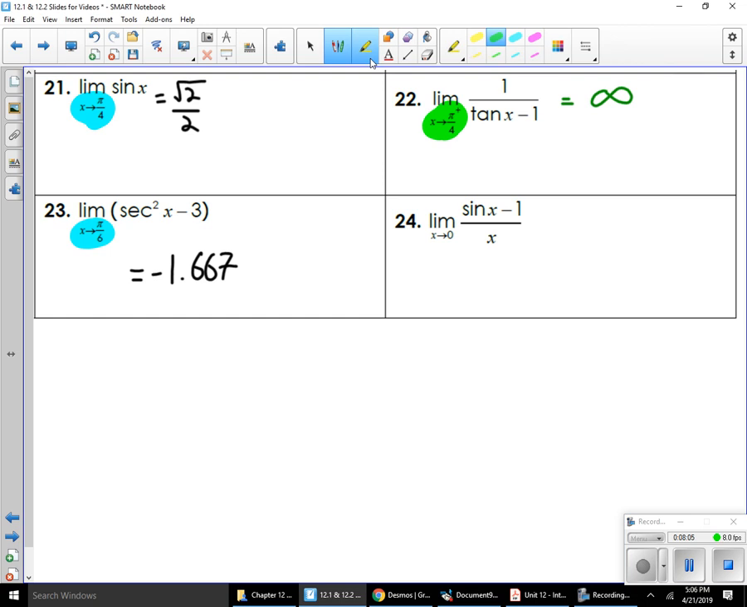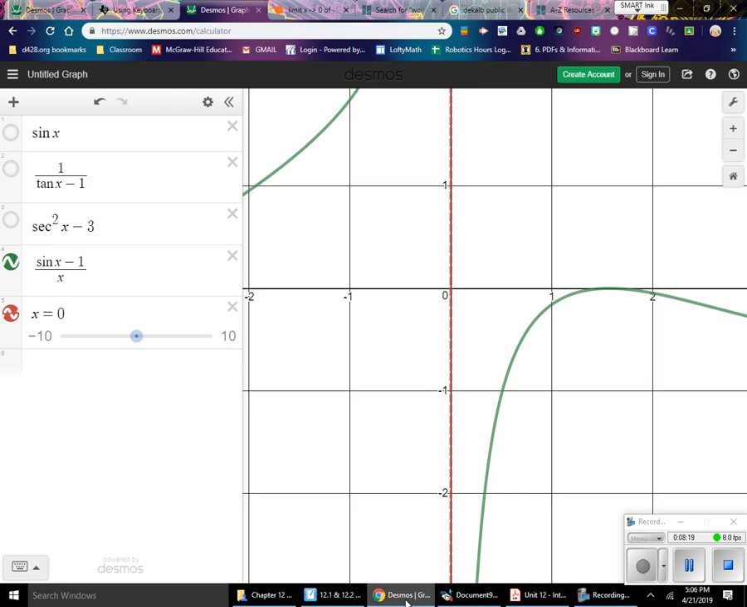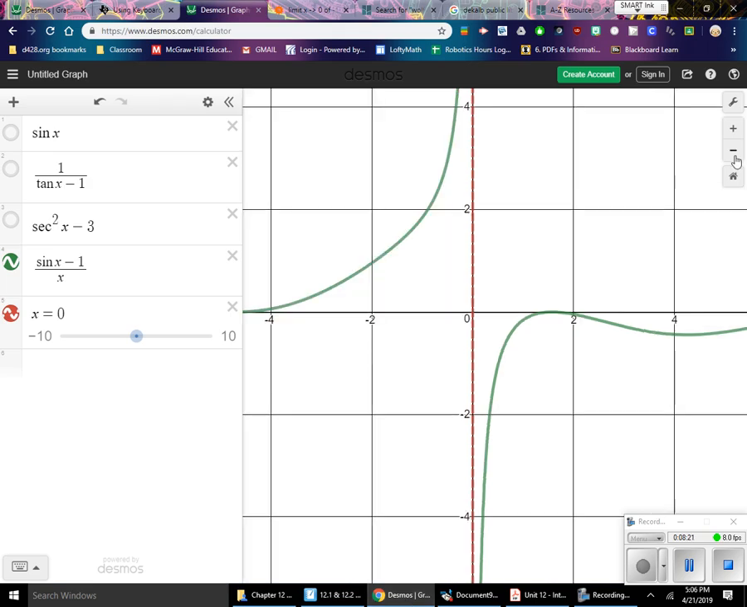And one last trig example. This is another two-sided limit. So I want to look at both the left and the right-hand side to see what happens as x approaches 0 for this nasty sine x minus 1 over x function. Yeah. So here in green, we've got our function. I'm going to zoom out just a bit there.